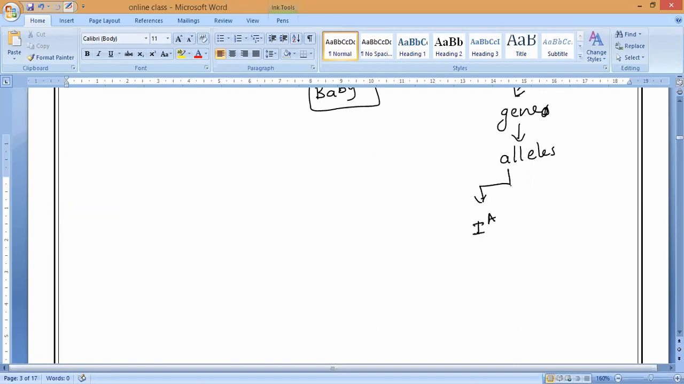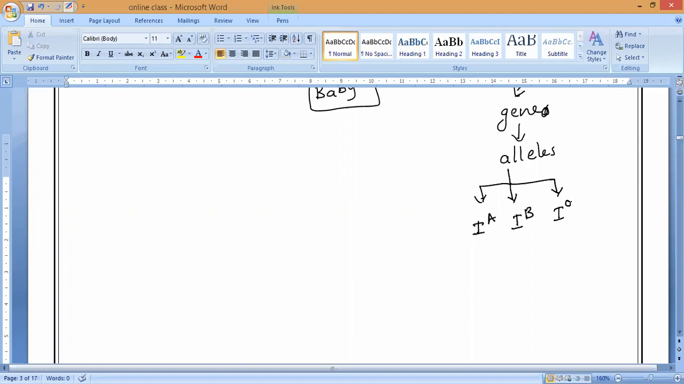So how many forms is it having? I power A, I power B, and as well as the last one is I power O. Based upon these three only, it will decide the blood group of a baby. Whatever the mother and the father are having, during sexual reproduction, by a dominant or recessive gene, the baby gets some kind of blood group.